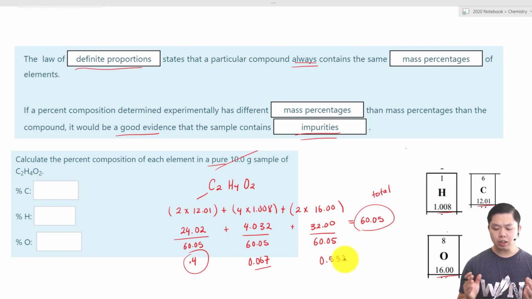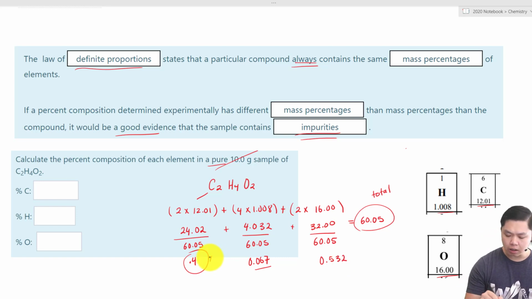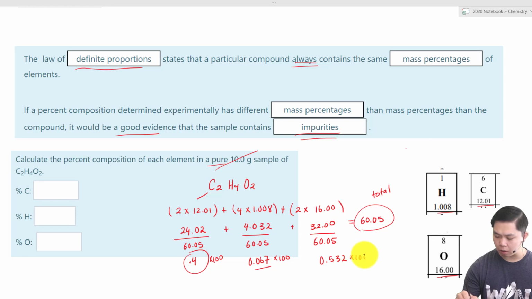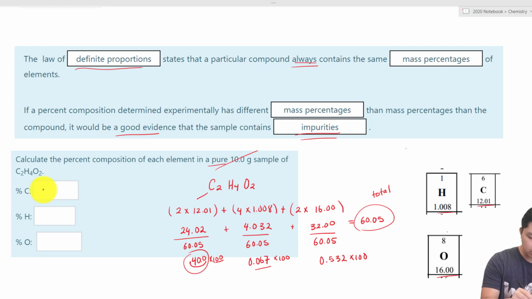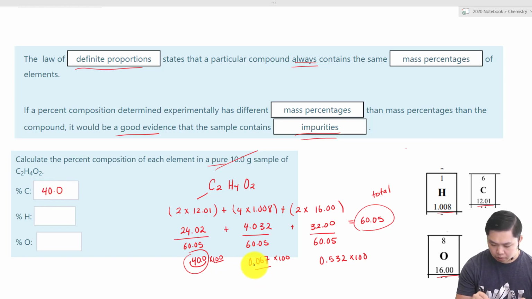Now, to convert this to percents is really easy. All you have to do is multiply everything by 100%, or just 100, or move the decimal place over by 2 times because of that 2 zeros right there. So 1, 2, and then of course we have 40.00%. And here we move 2 decimal places.